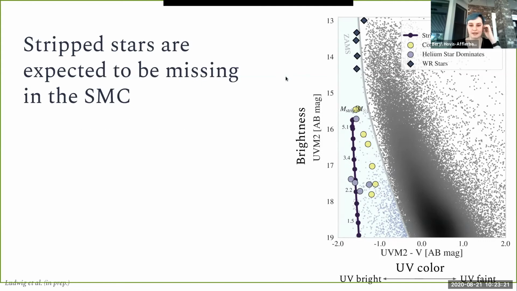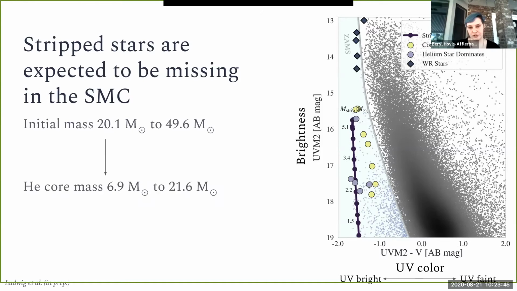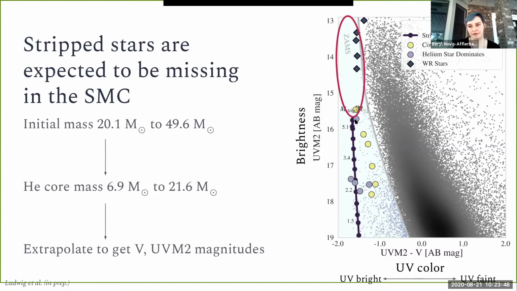So now we want to know, where is it on this color magnitude diagram that we expect stripped stars to be missing? The mass range we identified is about 20 to 50 solar masses. And since stripped stars should have a mass equal to that of the helium cores of their progenitors, we would expect the stripped star masses to be between about 7 and 22 solar masses. So we extrapolate from these stripped star models to get magnitudes that tell us that this is approximately where we expect these stripped stars to be missing.